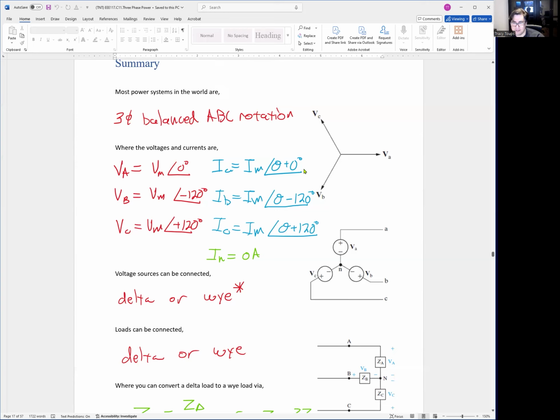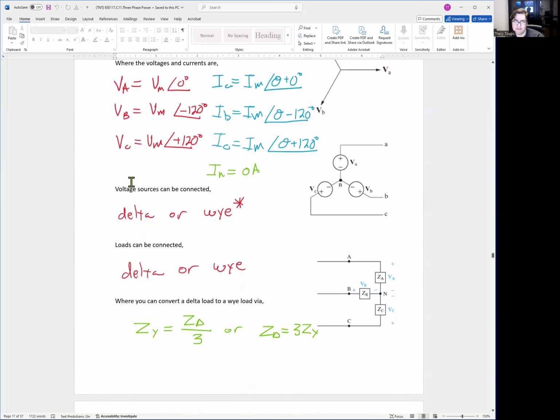For A phase, you just add the phase angle 0 degrees, so there's no change. IB is going to be the same magnitude as IA, except you're going to have that phase shift and you're going to add a negative 120 degrees. IC is going to have the same IM and you're going to have that current phase shift plus 120 degrees. And then you might have a neutral sometimes, and that's going to be 0 amps for a balanced system. You could draw vectors VA, VB, VC that are equally distant, 120 degrees apart, and the arrows are all the same magnitude because it's a balanced system.